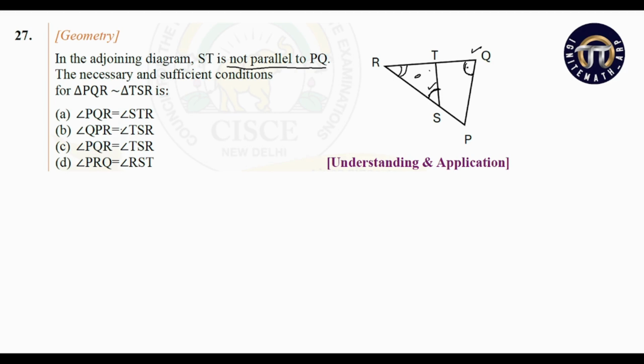Where is Q equal to S? In which option is Q equal to S? See, Q is equal to T, it is P equal to S, Q is equal to S. In the third option, Q is equal to S. So I should go with option C, that is PQR should be equal to TSR. I hope it is clear to you all.